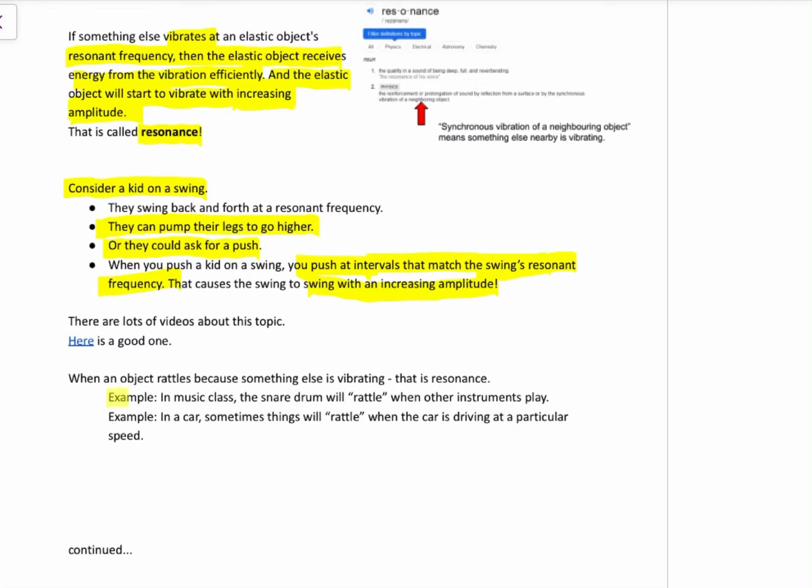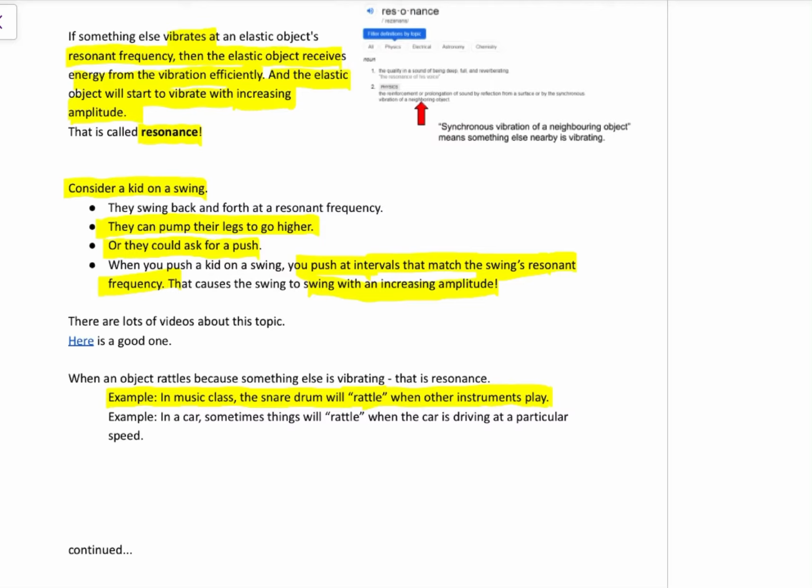Another example some of you may have heard if you're in band class, music class, sometimes the snare drum will just start to rattle when other instruments play. The snare drum's a neat thing. The springs that are underneath the skin of the drum have a whole bunch of resonant frequencies. So the snare drum rattles when another instrument is playing because that other instrument is matching one of its natural frequencies, so the spring in the snare drum starts to rattle.